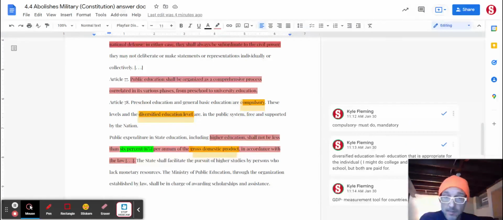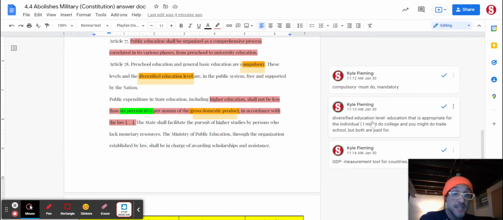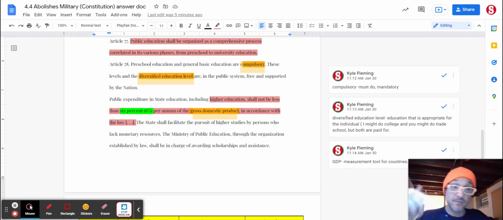Let's see. I said compulsory was a must do. Diversified education level. Oh, okay. So that's an education that's appropriate for the individual. I might do college. You might do a trade school. Both are paid for. It's preparing you for adulthood, where they don't want to have to pay for you, right? They want you to go out, do your thing, make your money, come home, pay the taxes so that we can pay for the next generation, right? That's how it works. Okay.